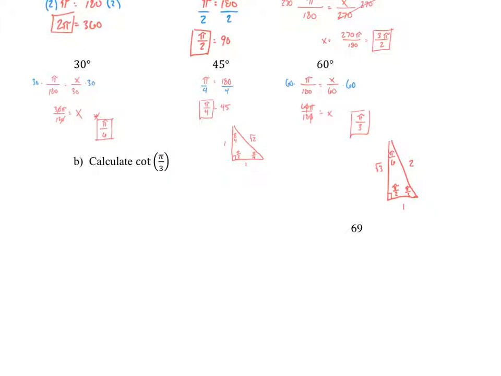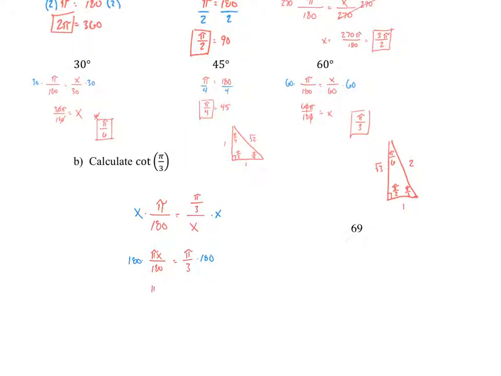I know that pi is to 180, just as pi over 3 is to something. Don't know what that something is yet. So now I'm solving this is what I'm doing. I want to get rid of that denominator, so let's just multiply both sides by x. All right, so now what I've got is pi times x over 180 equals pi over 3. I want to get that x alone eventually, right? So the next thing I'll do is multiply both sides by 180.